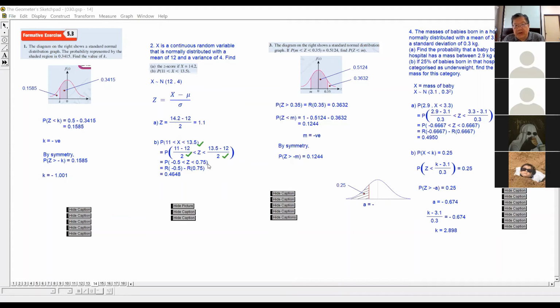So this problem, you can use a calculator. I prefer to use R. You may want to use P. It's up to you. So I use R. If I use R, I use the smaller value minus the bigger value. So type inside the calculator. So the answer is 0.4648.